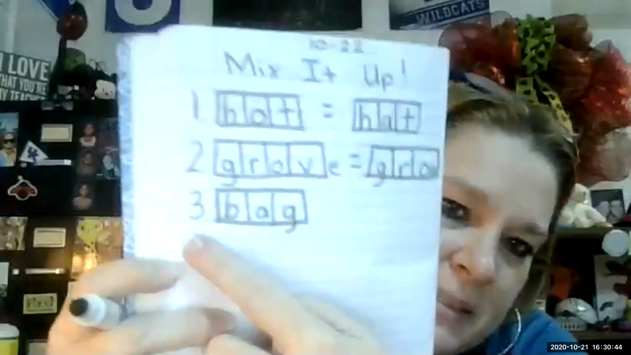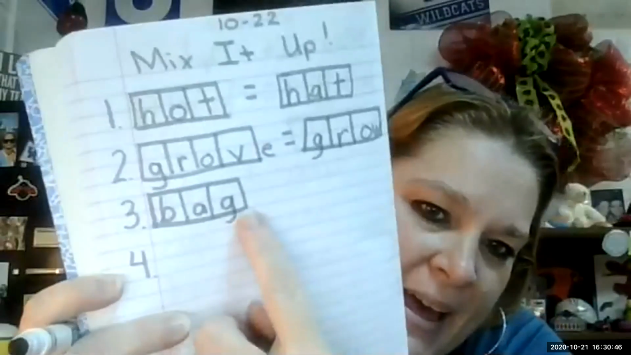That's the letter A. B, ag, g, and that's the letter G. So I heard 3 sounds in that word. B, ag. So here's how I have my boxes.